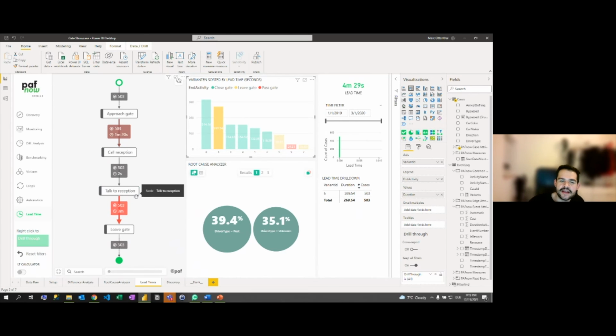And also what's quite odd, talking to reception is quite a long time. So apparently we have a really talkative reception there. And we also see that there's a min duration of 0 seconds. So apparently there are also some people who are quite quick at talking.